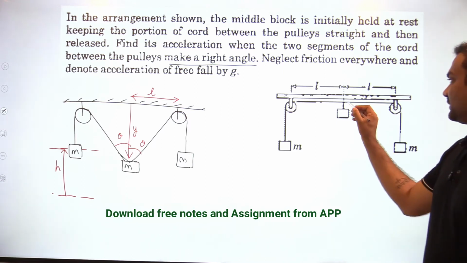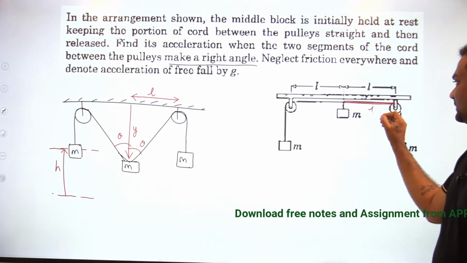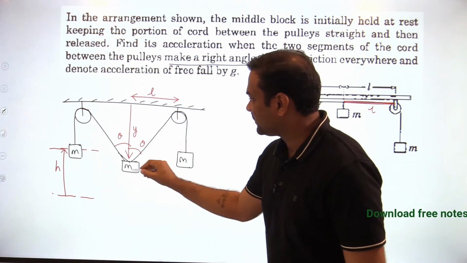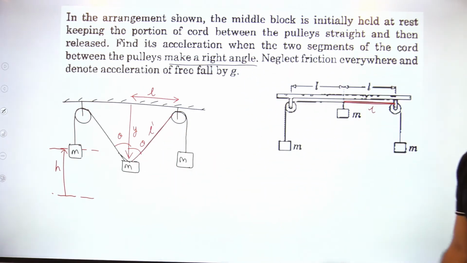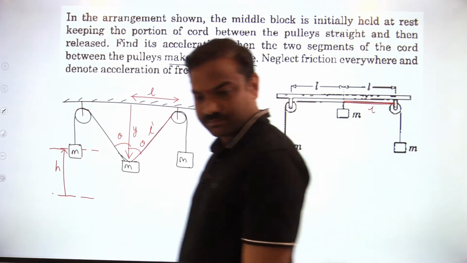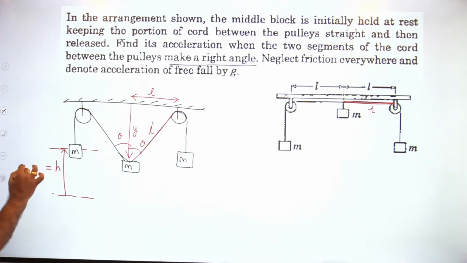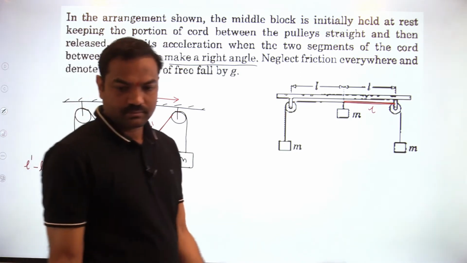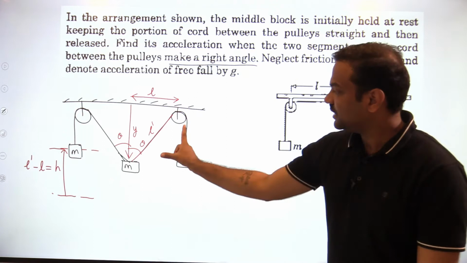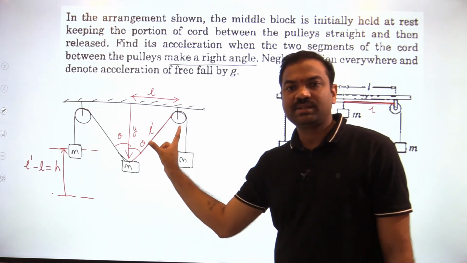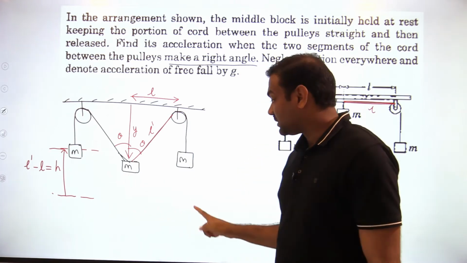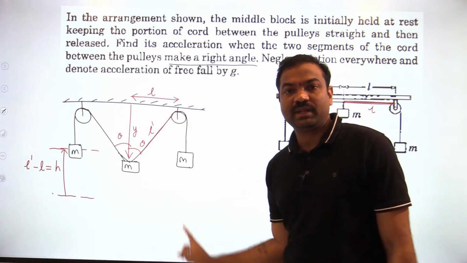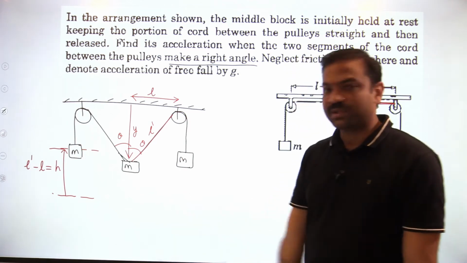What is the initial length of the segment? Initial length of the segment is L. Now the length of the segment is more than L, no? This, let us say, L dash. Then what is the height raised? Height raised, I can write down as L dash minus L. Am I right? That is the change in string length. Whatever the length of the string increased, that much height will be increased by this object.